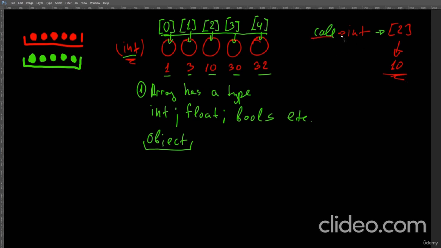So that's how you search and call elements from the array. You call the array, the type of the array is integers, and we call element number 2, and under element number 2 we have 10. So we get data based on indexes.